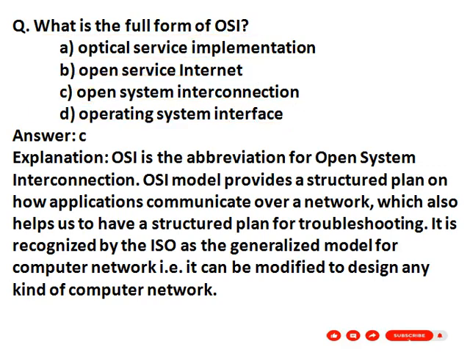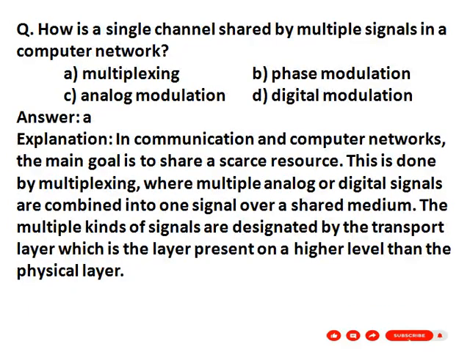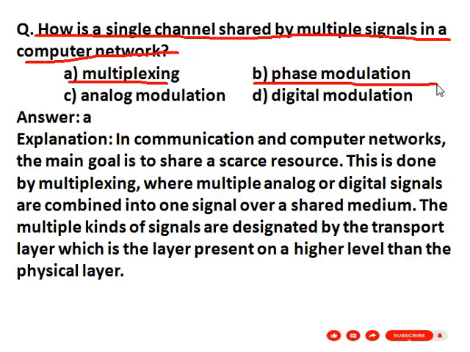Next question: how is a single channel shared by multiple signals in a computer network? Here given options are option A multiplexing, B phase modulation, C analog modulation, D digital modulation. The correct answer is option A multiplexing.